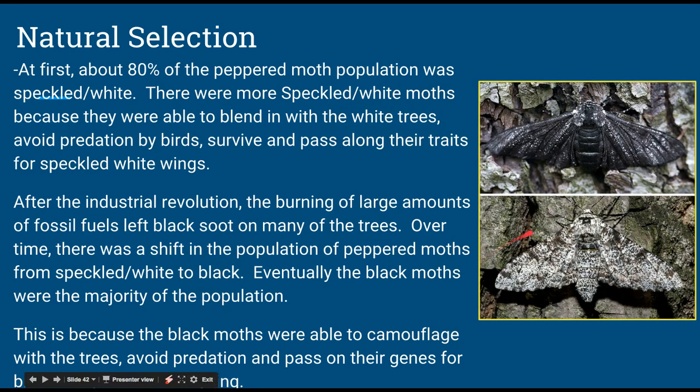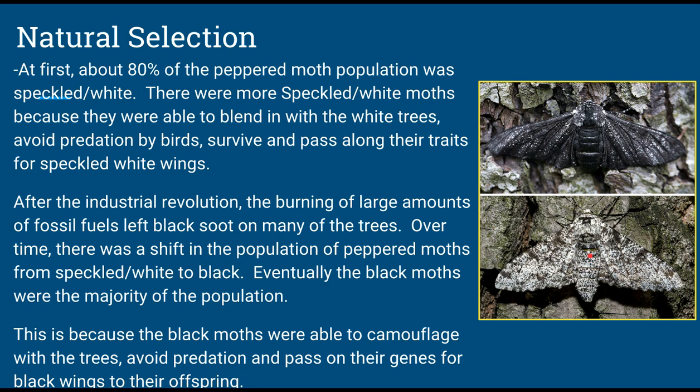The peppered moth. As we discussed, the peppered moth comes in two colors, so it's two different traits. One is a white speckled color, and one is a black color. There was a time when most of the trees in this area were light colored. So if you're a bird, which moth are you going to go after first? You're going to probably see this guy faster, right? So there were more speckled white moths because they were able to blend in with the white trees, avoiding predation, that means getting eaten, by birds. Therefore, they could survive and pass along their traits for speckled white wings to their offspring.